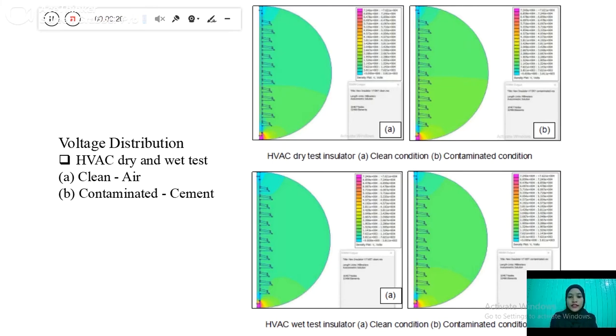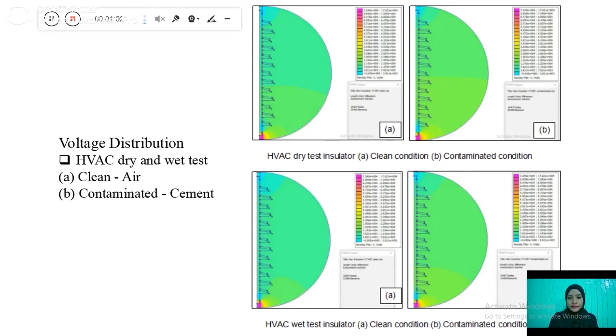We do two tests, which are the dry test and wet test. So this one is for the dry test, which is clean condition and contaminated condition, and this is for the wet test, which is clean and contaminated condition. As for the clean condition, we use air as the material, and as for contaminant, we use cement as the material. So the value of relative permittivity for the air is equal to 1, and for the cement is equal to 2.8.